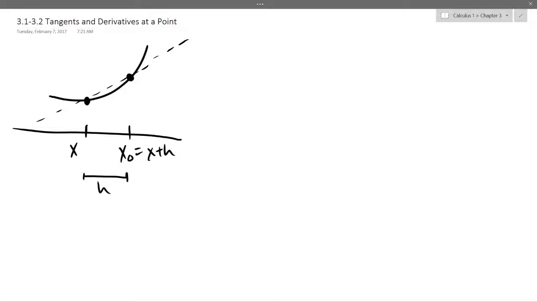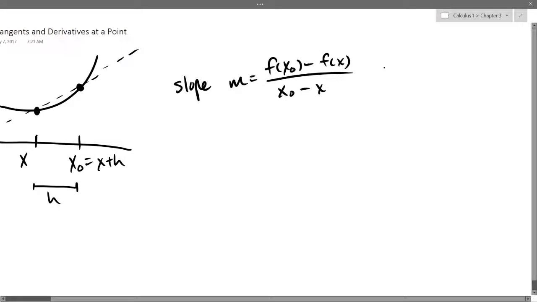And how do we get the slope? It will be f of x naught minus f of x divided by x naught minus x. So those are all things we did before. The secant line is also known as rate of change. This is how chapter two began, with rate of change.